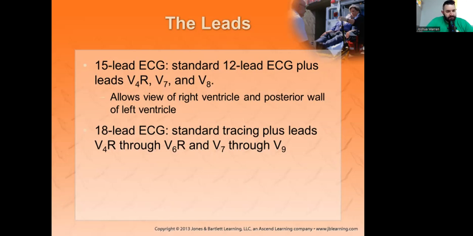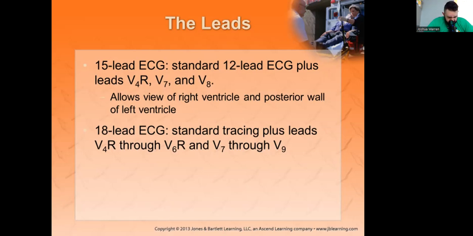How's everybody doing? Feeling good? All right, so let's review real quick. Tell me about the unipolar leads. Unipolar leads. Oh yeah. What are they? Yeah, what are the unipolar leads? What are they looking at?